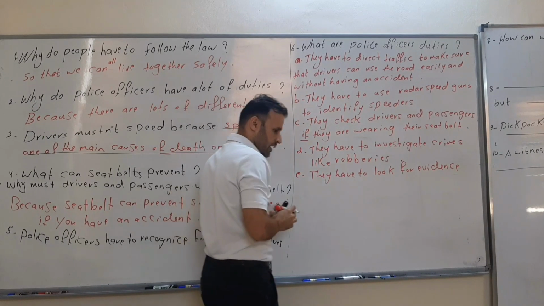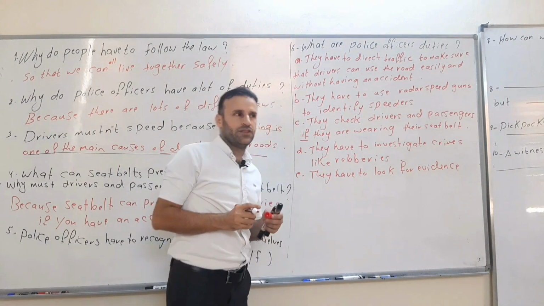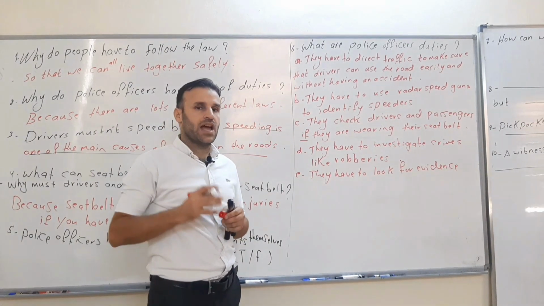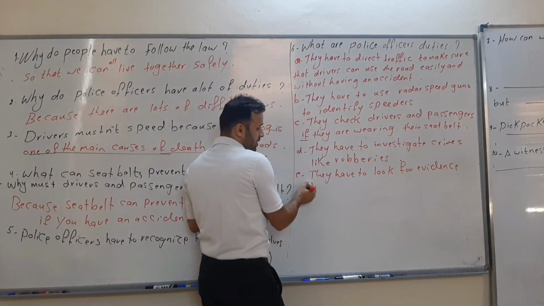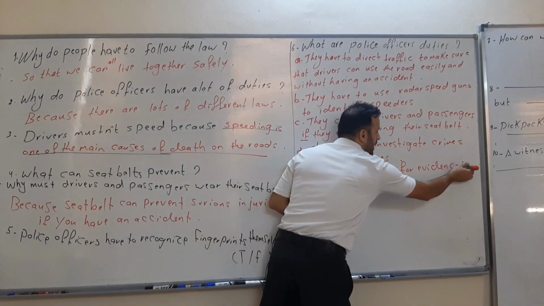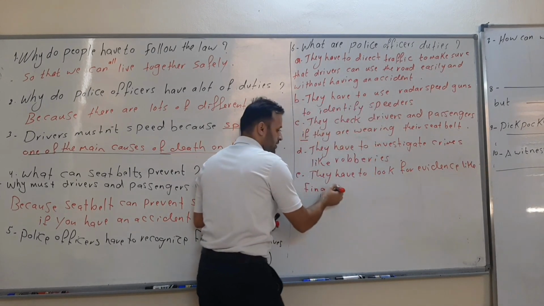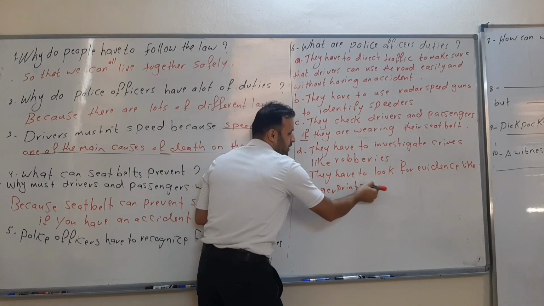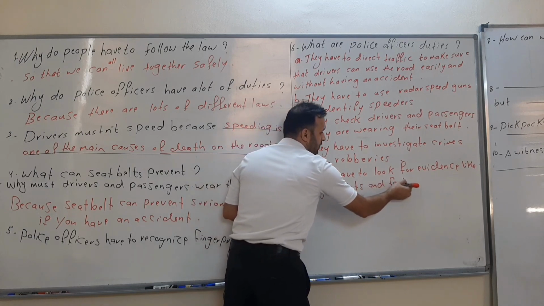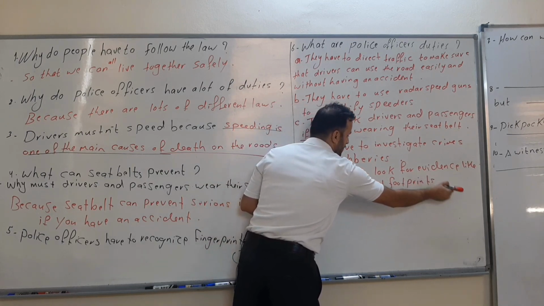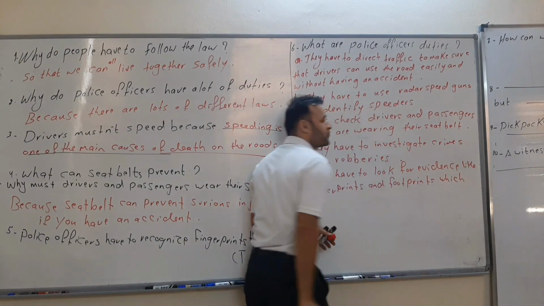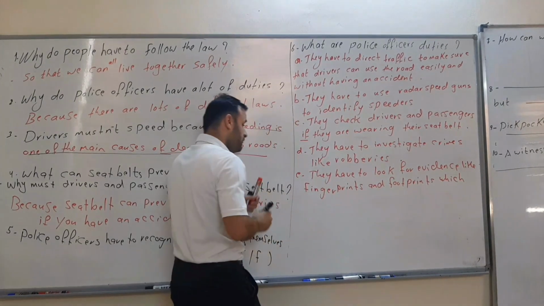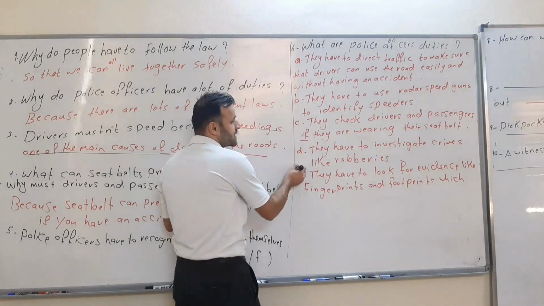So again, I have a question. What is the evidence that the police have to look for? The answer is, they have to look for evidence. Evidence is, I'm going to say, like fingerprints and footprints. Okay, you see, fingerprints and footprints. This thing is extremely important. This point is really very important. Please, this is very important.